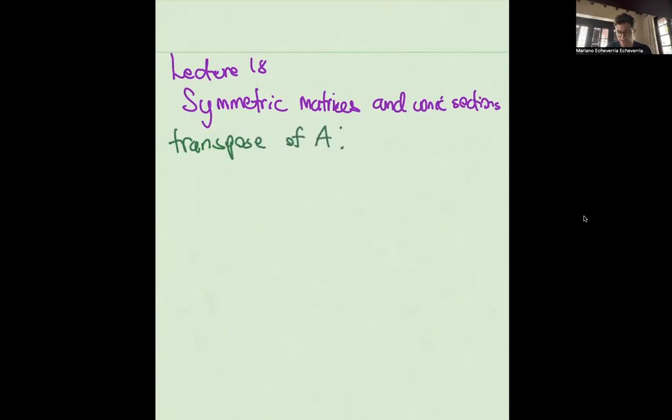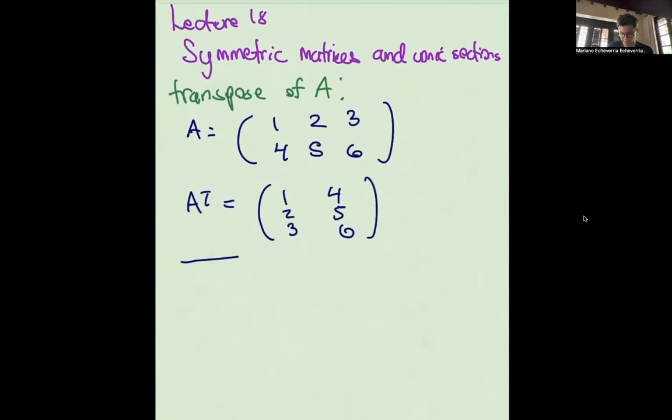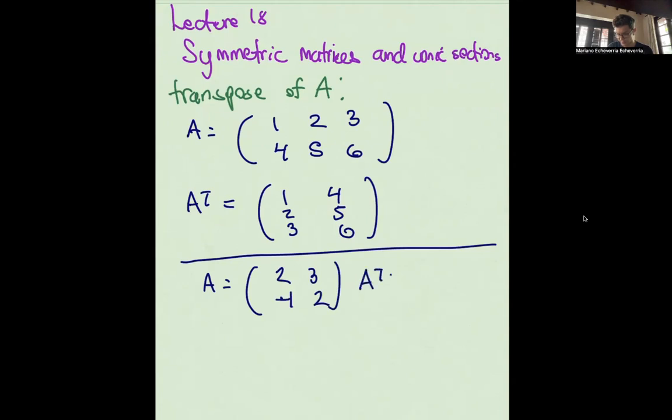So remember, for example, if A is 1, 2, 3, 4, 5, 6, right? A transpose is just changing the rows with the columns. So A transpose is 1, 2, 3, 4, 5, 6 arranged the other way. Or you could also do this for a square matrix, like 2, 3, minus 1, 2, and A transpose would be 2, minus 1, 3, 2. So the transpose is always just about changing rows with columns.